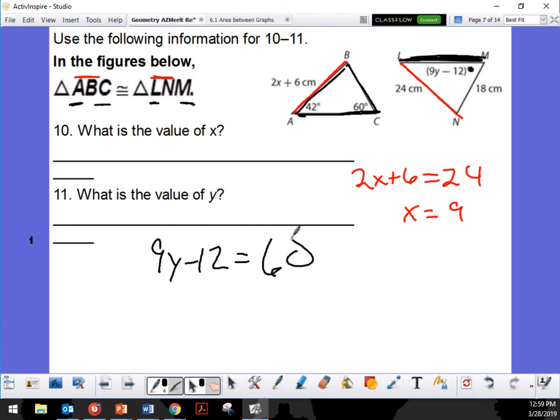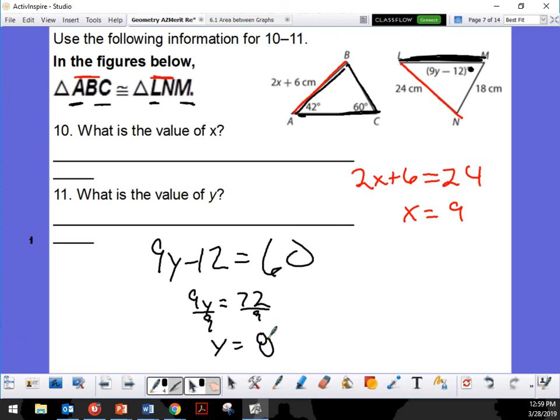Now I can do the math on that one. So add 12, so I get 9y is 72. Divide by 9. Y is 8.